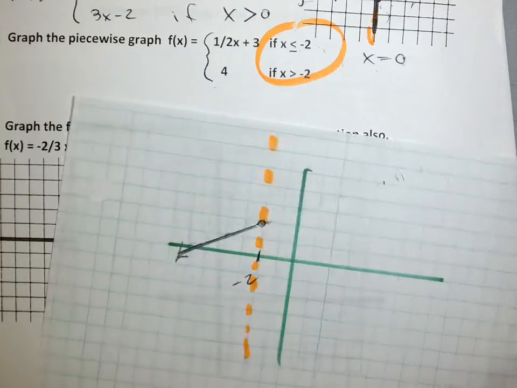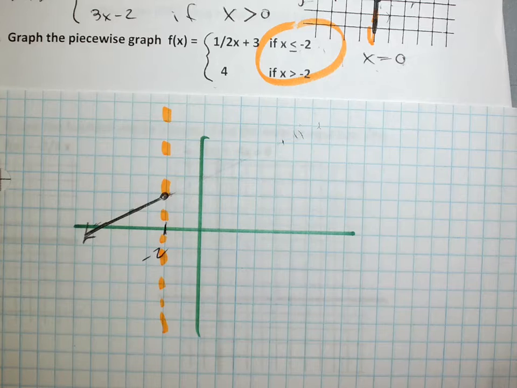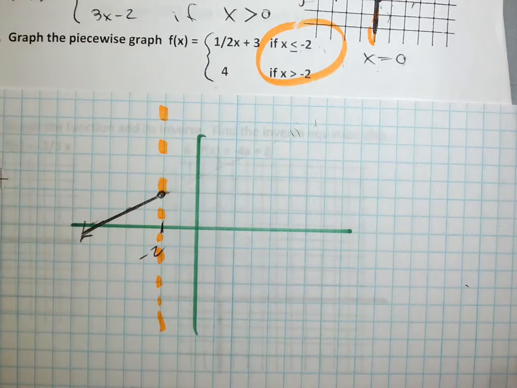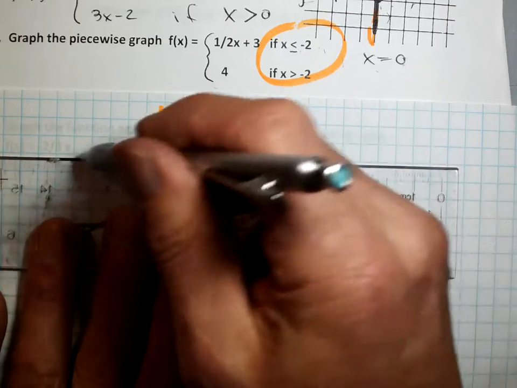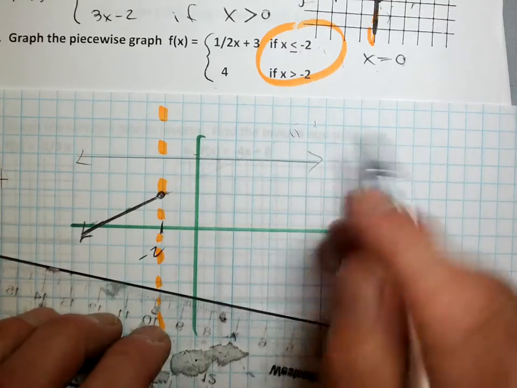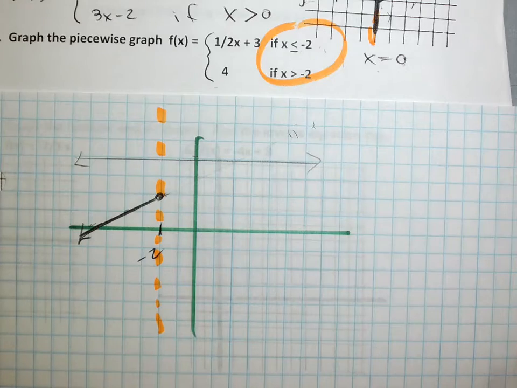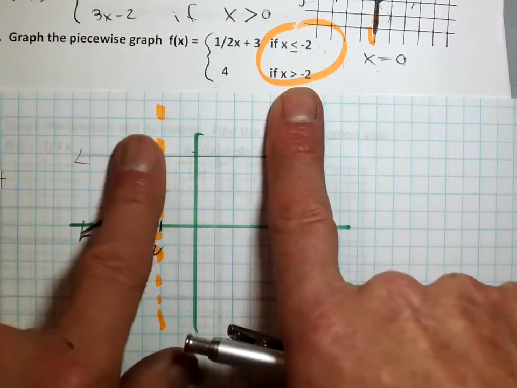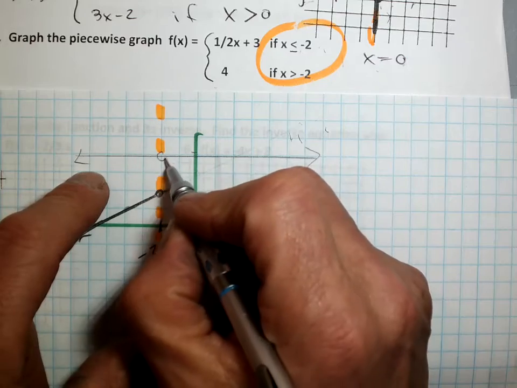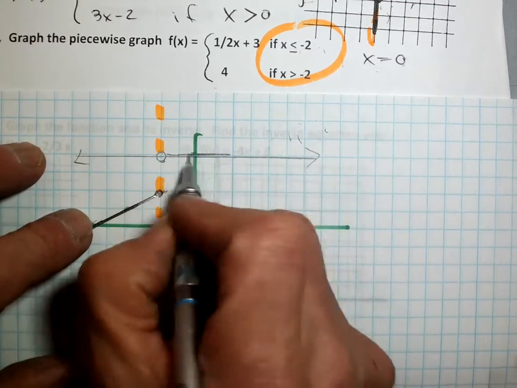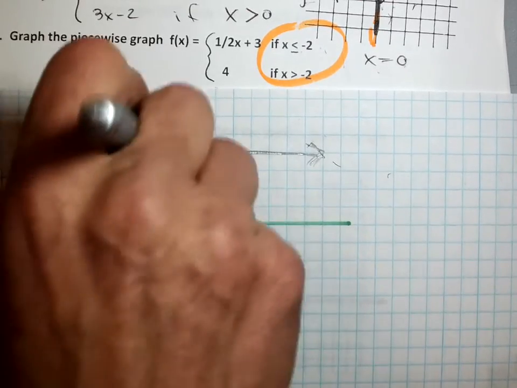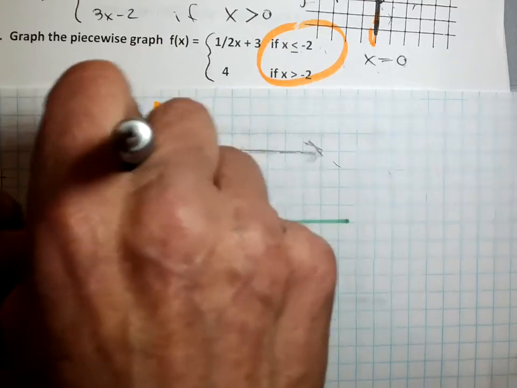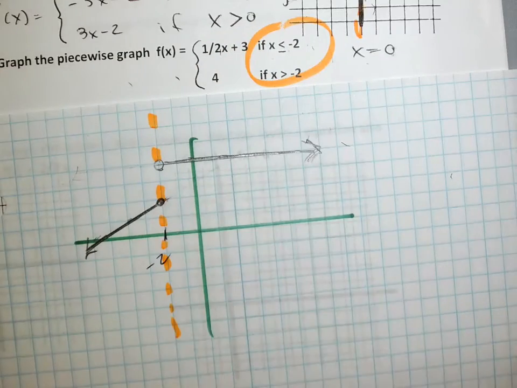How am I doing? Am I going too fast? Second equation is 4. Y equals 4 is a horizontal line at 4. I'll graph the whole thing and I'll erase. However, we want this one to be greater than -2. So I'm going to put an open circle here and draw it in like that. Erase the back half because this one exists greater than -2. Okay, there you go.